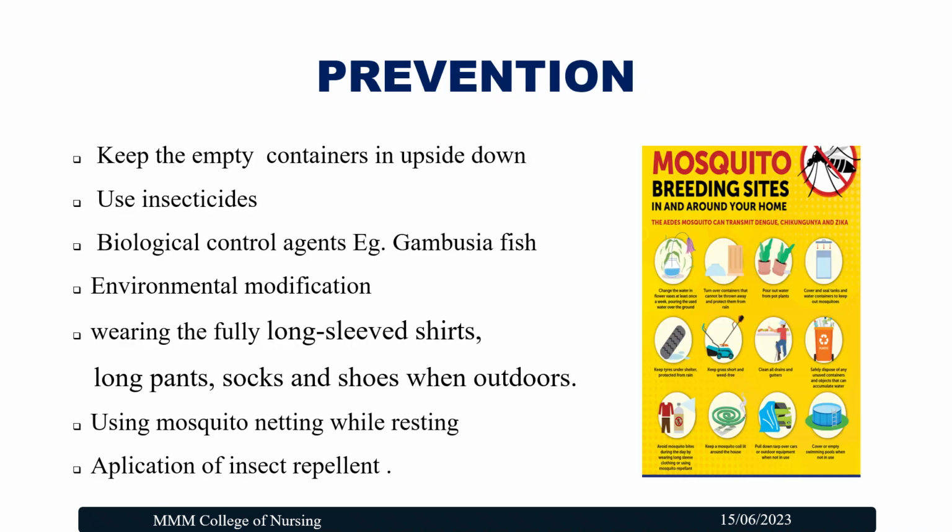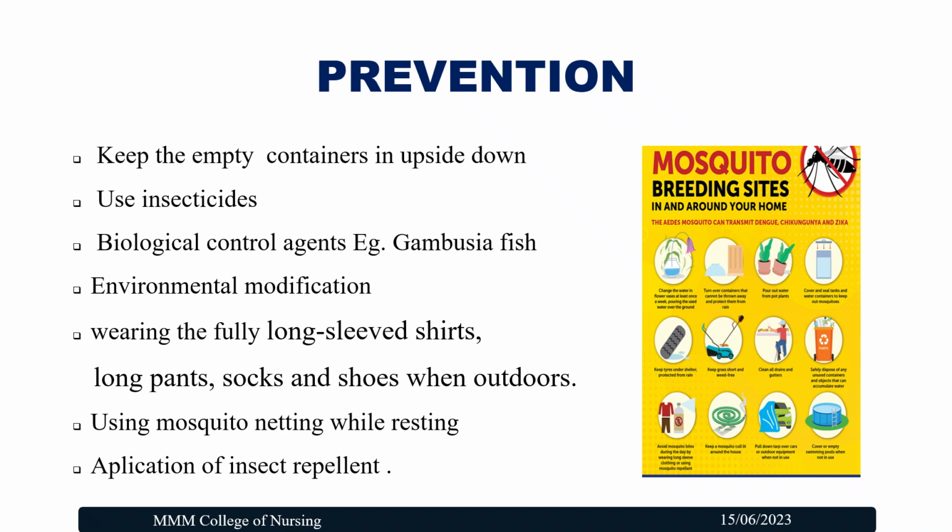How can we prevent dengue infection? First, keep empty containers upside down. As I already told you, this mosquito lives in clean water, so it is better to keep all containers and shoes upside down, and we have to remove all coconut shells and broken plastic buckets. Use insecticides and biological control agents. For example, we can grow guppy fish in the pond or in our well.